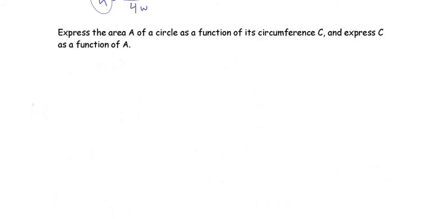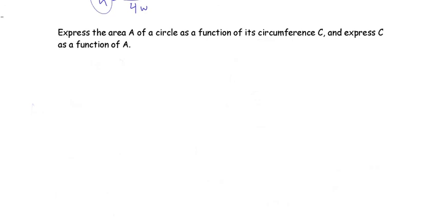All right, here we go. Express the area A of a circle as a function of its circumference C, and express C as a function of A. So we've got two different functions we're going to be writing here. The first is area as a function of circumference. So what does area equal?